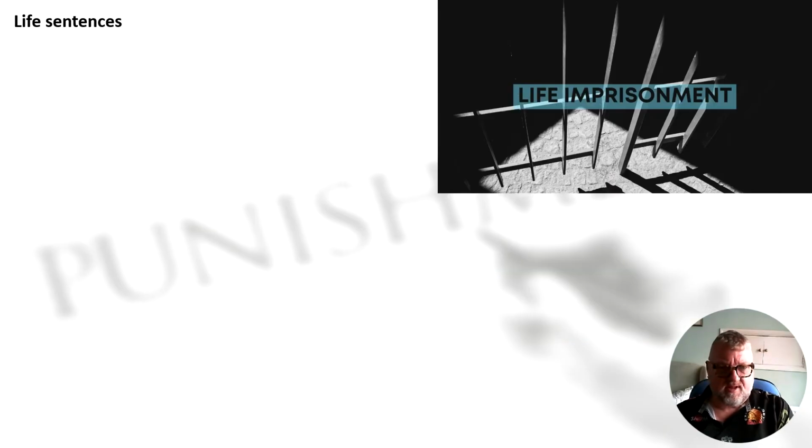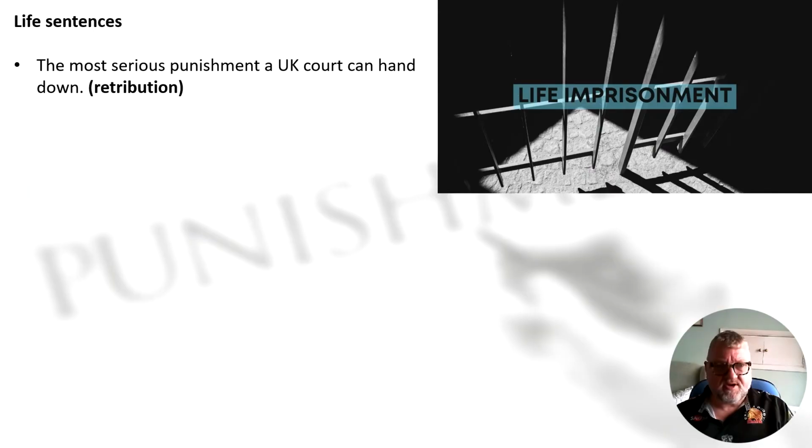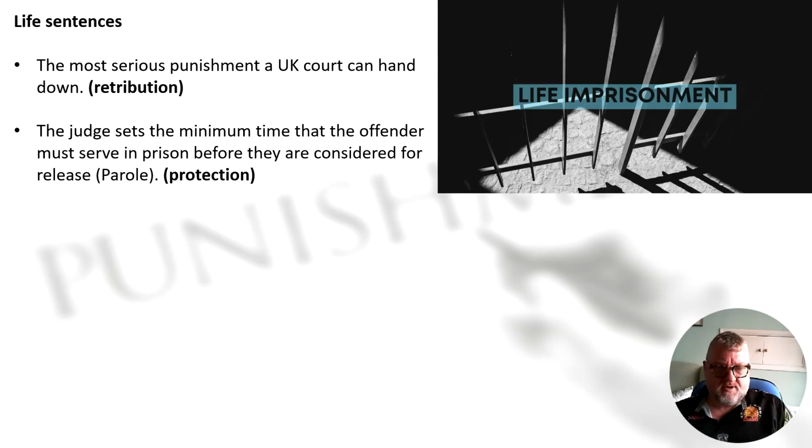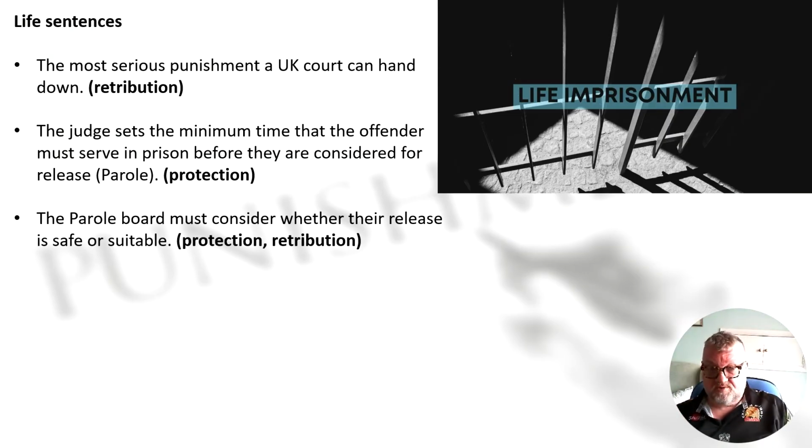So let's start with life sentences. It's the most serious punishment a court can hand down. So I would argue that shows the aim of retribution. The judge sets the minimum term that the offender must serve in prison before they're even considered for release, for parole. Now, I would argue that that is protection, therefore. So it's retribution and protection, the life sentence. The parole board has to consider whether their release is safe or suitable. So again, this reflects protection and retribution.